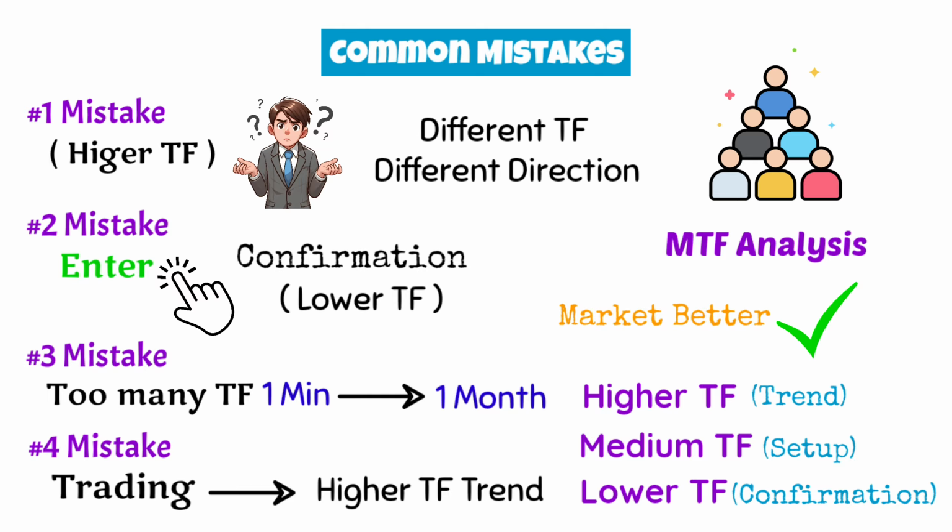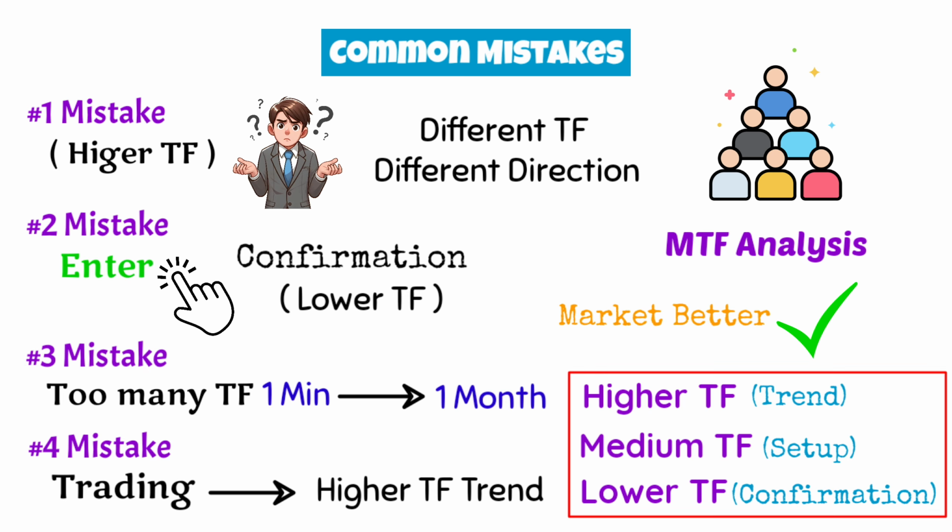So the next time you're about to take a trade, don't rely on just one chart. First, understand the trend on the higher time frame. Then identify the setup on the medium time frame. Finally, wait for confirmation on the lower time frame before entering the trade. This simple process can significantly improve your trading accuracy and help you avoid many unnecessary losses.